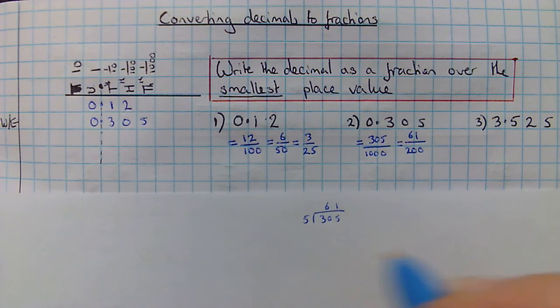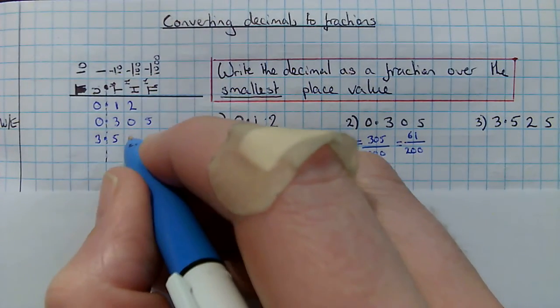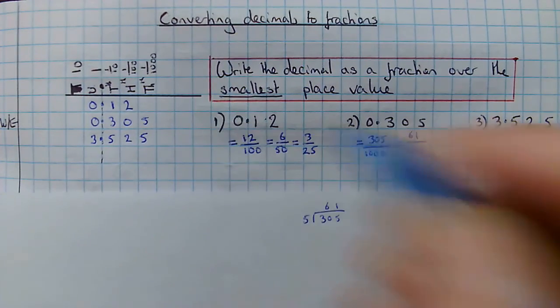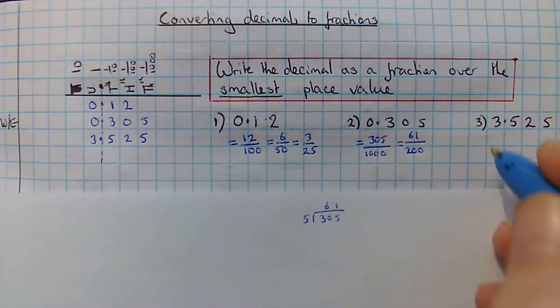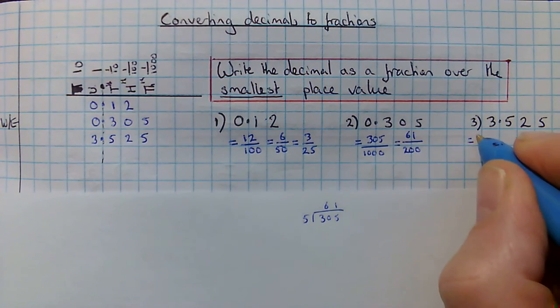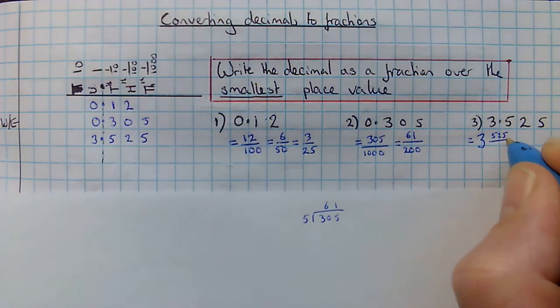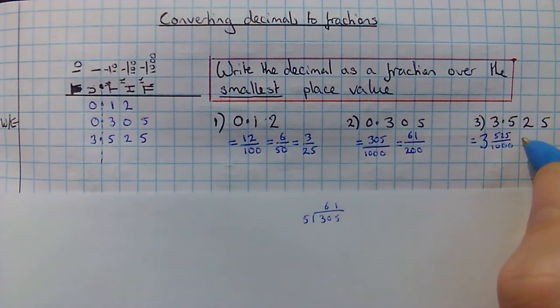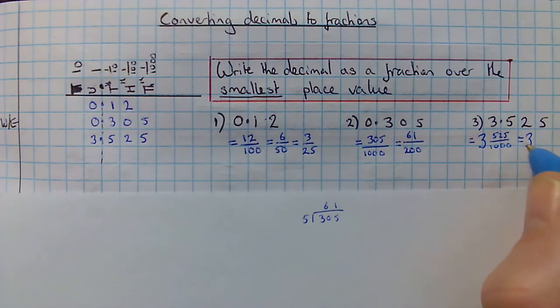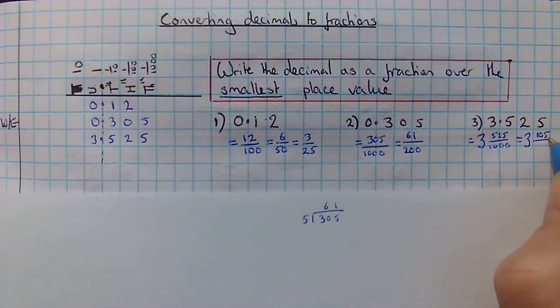The last one, 3.525. It's easiest here if we just take out the 3. That's going to be my whole number part. So I can do that as 3 and 525 over 1,000. We're going to simplify the 525. Well, if I divide both by 5, it's going to give me 3 and 105 over 200.